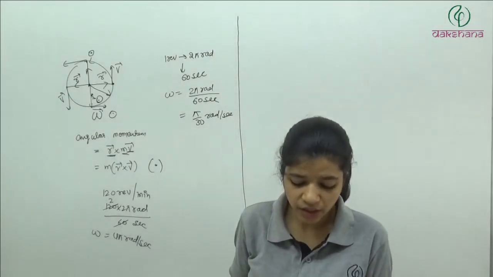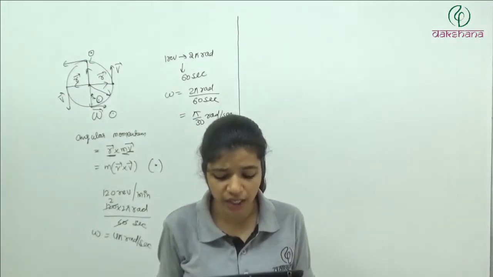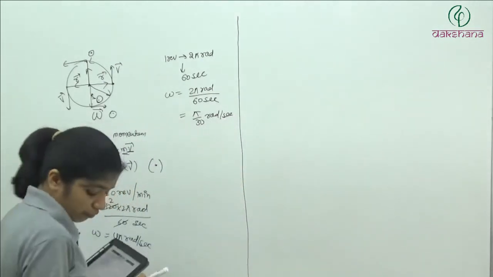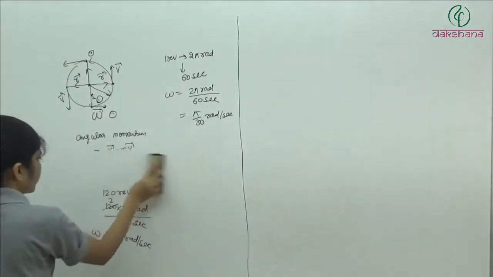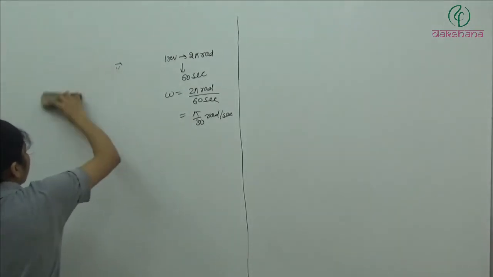Question number A9. The average acceleration vector in one revolution for a particle having uniform circular motion is. So now we want to find the average acceleration in one revolution. So what we are doing, we are going to add.